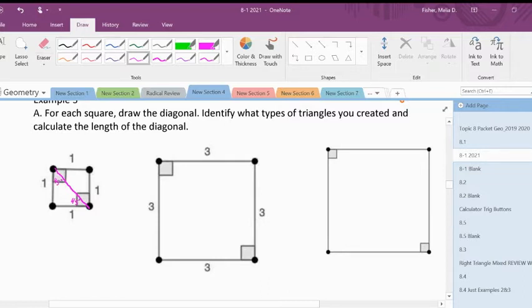And then let's calculate the length of the third side. That third side is our hypotenuse. So I have 1 squared plus 1 squared equals c squared. And 1 squared is just 1, plus 1 equals c squared. So that's 2 equals c squared. And then, of course, we're going to take the square root of both sides, and we get that c is equal to the square root of 2.